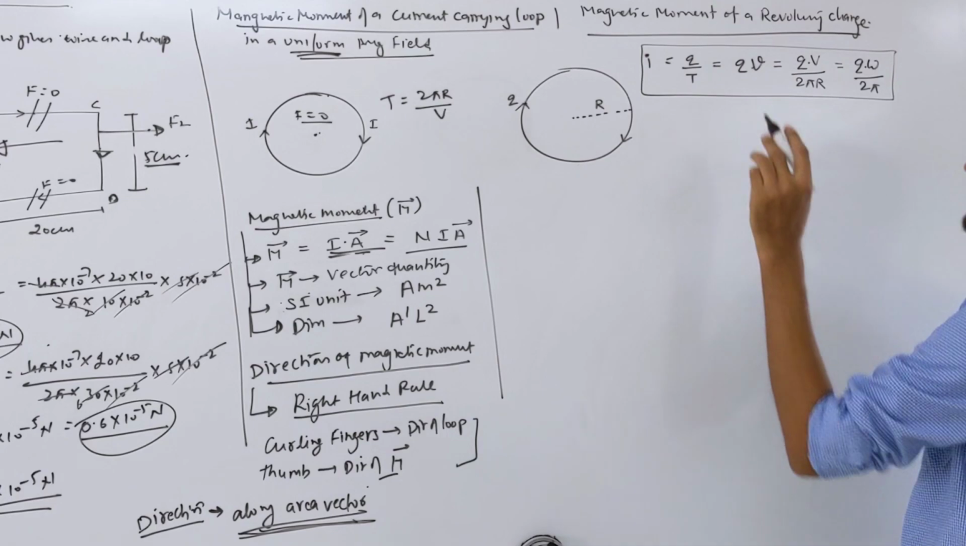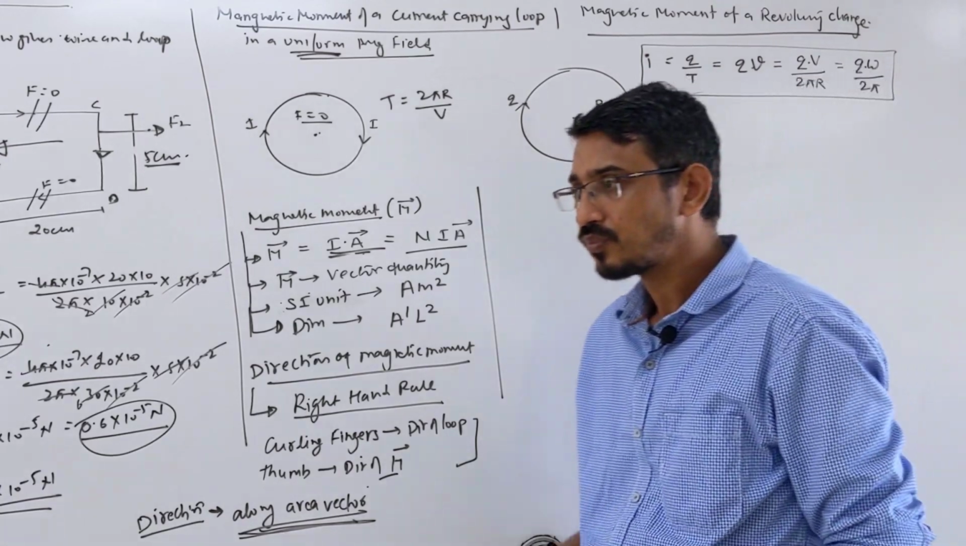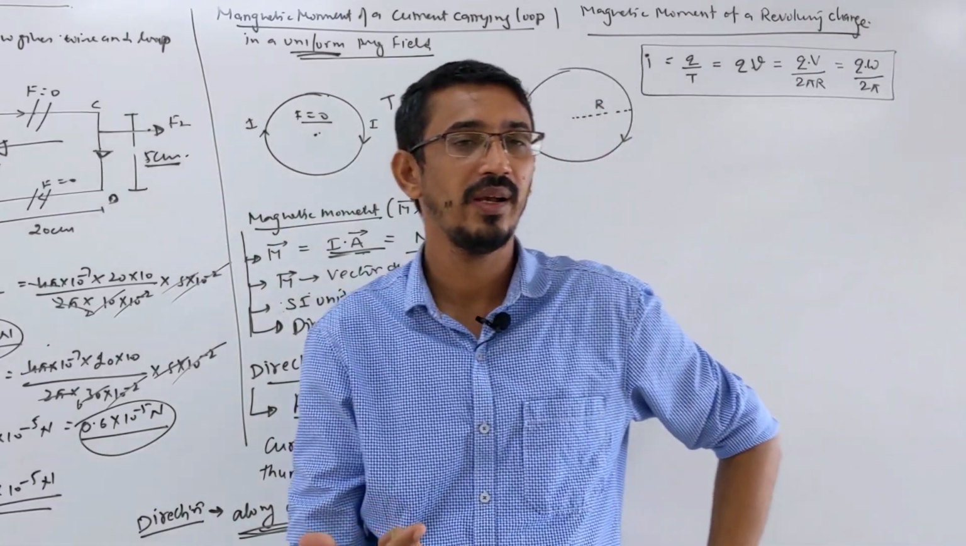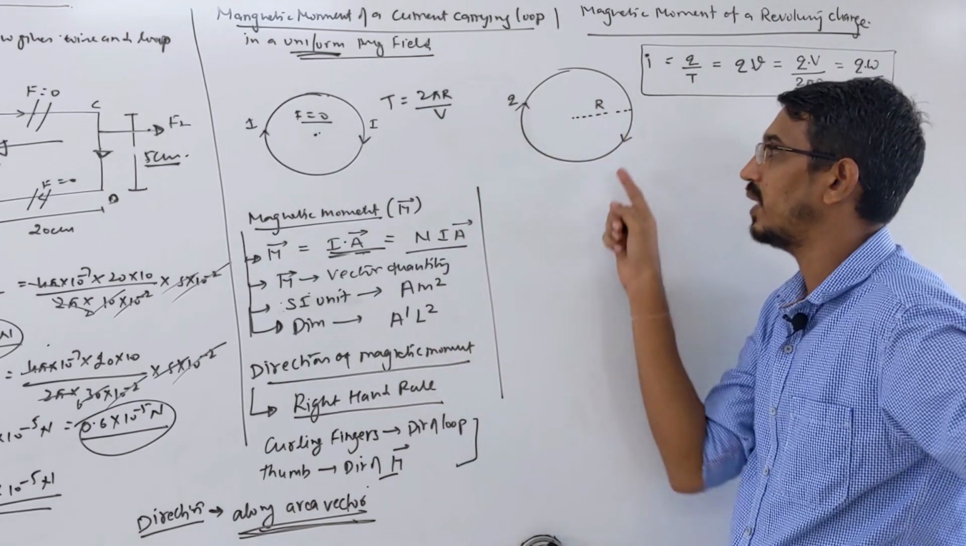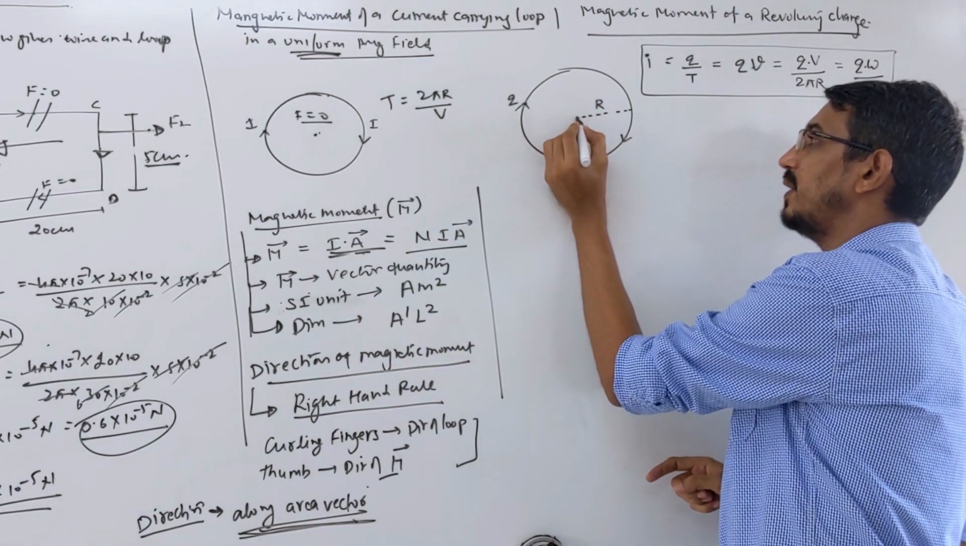So these are so many formats of the current. They ask direct questions here. How do they ask? One question they ask about is the magnetic field. This charge is moving in a circular path, so it will produce some magnetic field at the center.